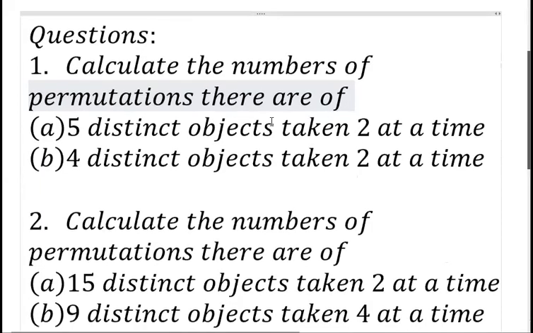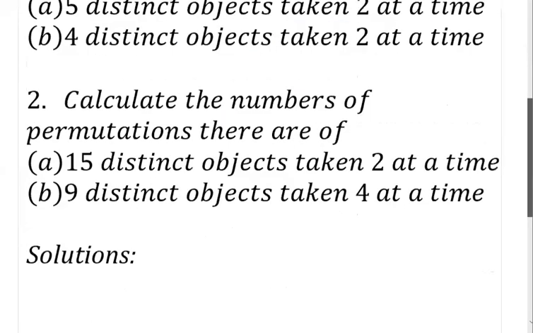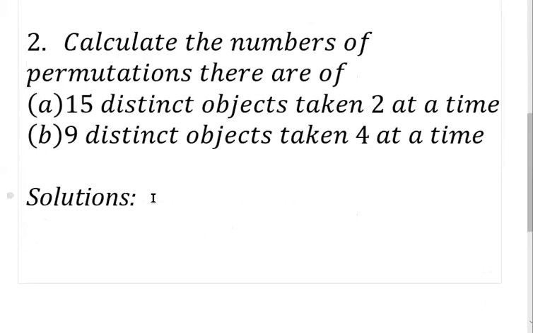Question number one says, calculate the number of permutations there are of (a) 5 distinct objects taking 2 at a time, (b) 4 distinct objects taking 2 at a time. So let's go straight to solving the question. Solution number one.